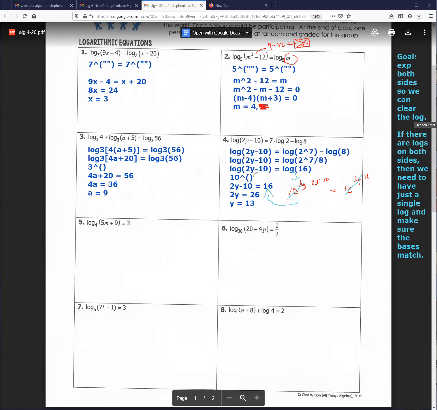So this is what I mean by doing 10 to the on both sides. I'm using a very shorthand notation because I'm trying to do this in a way that doesn't involve a whole lot of writing with the mouse. That's all we're going to do.